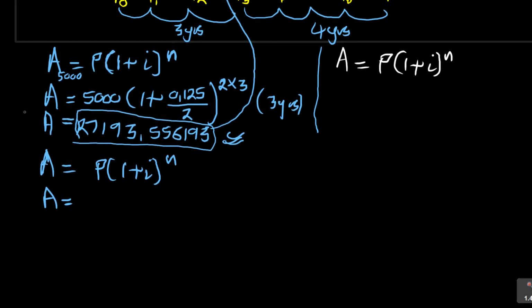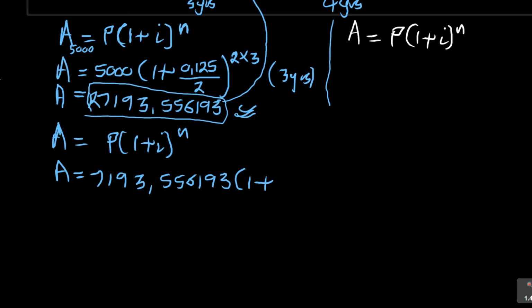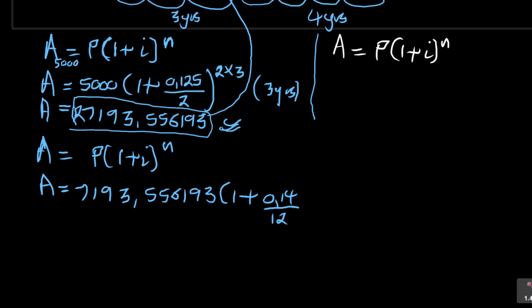So this is for the next 4 years with a different interest rate. So let's do it. My P is 7193.556 bracket 1 plus our I, which is where it changed. What is our I? 0.14. But they told us what compounding? Monthly. That's why I'm dividing by n of 12 there. But remember, after that, close the bracket, you put to the power 12 and multiply by the number of years. There we go. We say it is 4 years.